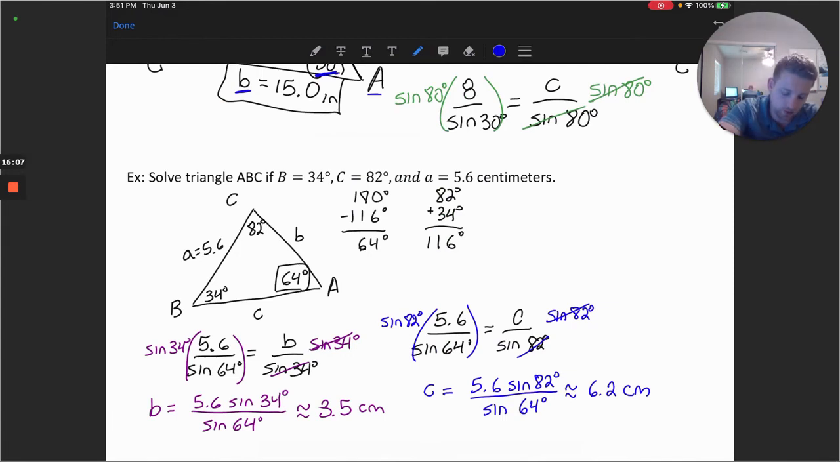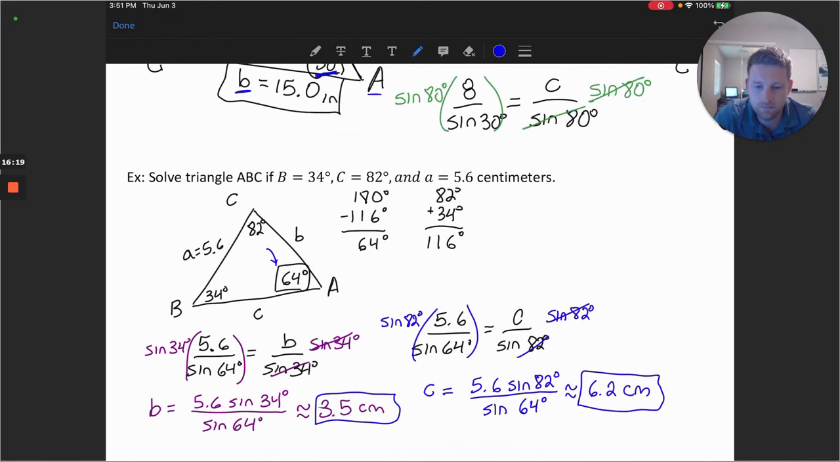We have our two side lengths, side length C, side length B, and we have the angle A from our first step. All right. Next, we'll take a look at an application problem involving the law of sines.